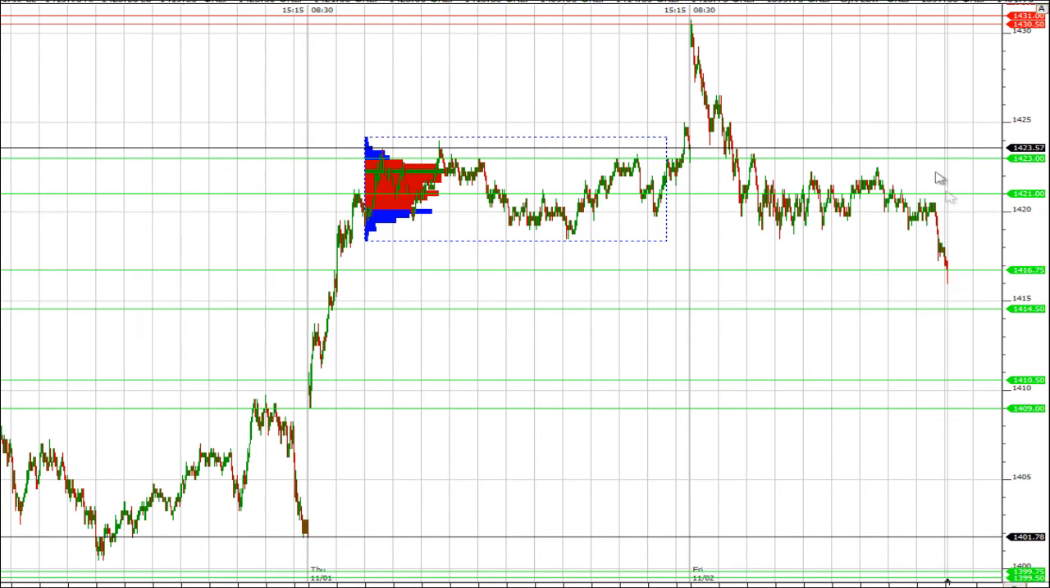Well, what does this look like to you? Open at the high, drive down, balance, now driving down again. This is looking like a trend. If it looks like a trend, if it smells like a trend, it's potentially a trend.